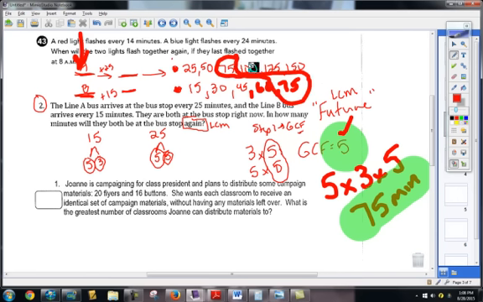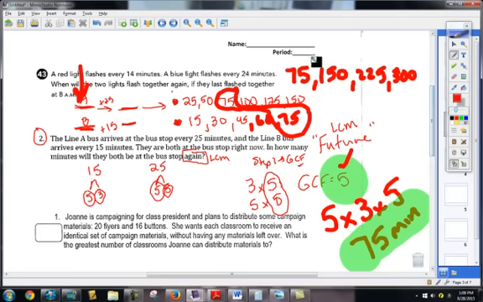So if I kept going here, I could then list out all the times. 75 minutes from right now, they'll both be there. 150 minutes, they'll both be at the stop. 225 minutes, they'll both be at the stop. 300, they'll both be at the bus stop. All I'm doing is adding 75 each time.